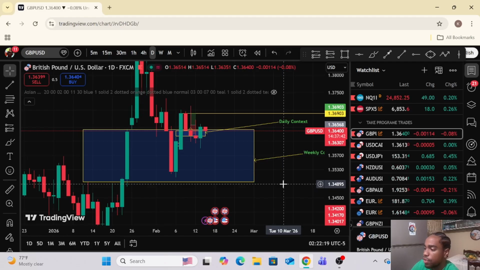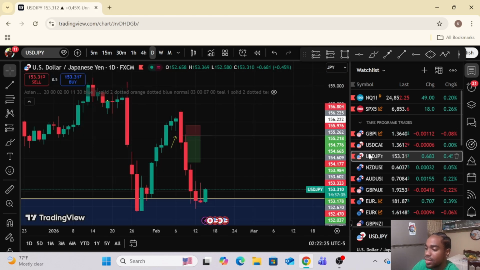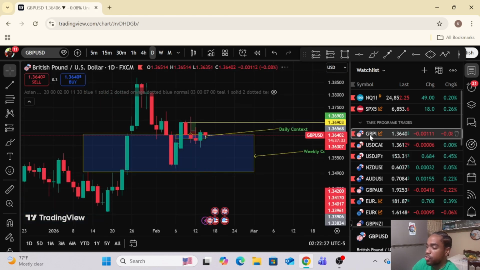We're going to go over three pairs. We're going to be doing GBP USD, we're going to be doing USD CAD, and we're going to be doing USD JPY. Like I mentioned, these are some of the trades that I would have taken throughout the week.